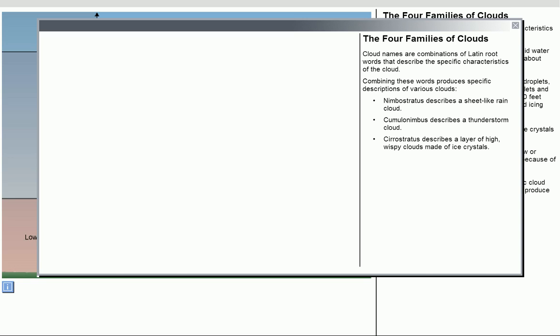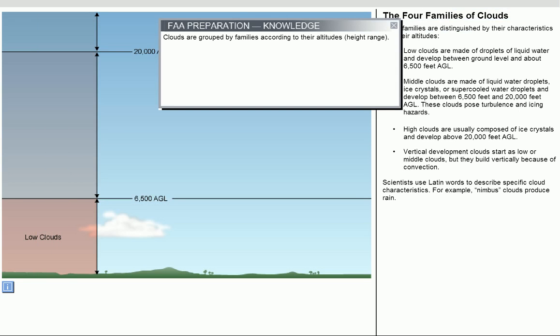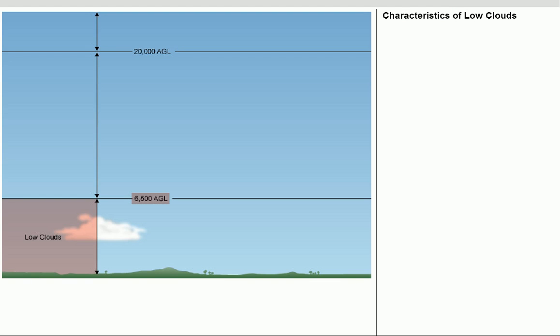Fracto means pieces or broken. Fracto clouds are broken clouds. The combination of these words produces very specific descriptions of various clouds. For example, nimbostratus describes a sheet-like rain cloud. Cumulonimbus describes a thunderstorm cloud, a heaped-up cloud that produces rain. Cirrostratus describes a layer of high, wispy clouds made of ice crystals.